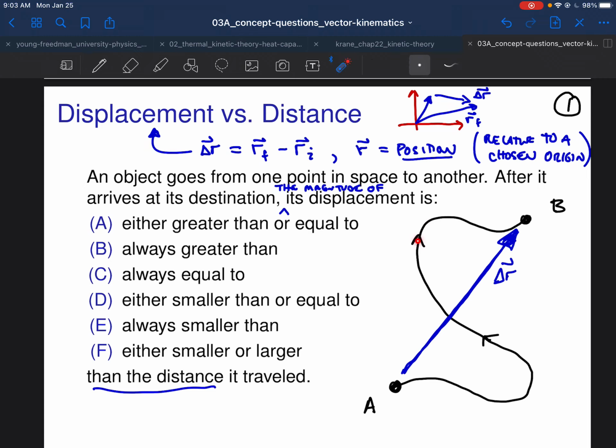Well, you can see from this picture that the distance is much longer than the length of the displacement vector. Now, I could have taken a straight path, and in that case, the distance would be equal to the displacement vector. So we see that the length of the displacement vector is always less than or equal to the distance traveled. So is that one of our answers? The displacement is either smaller than or equal to, it looks like it's D. So that's our answer.